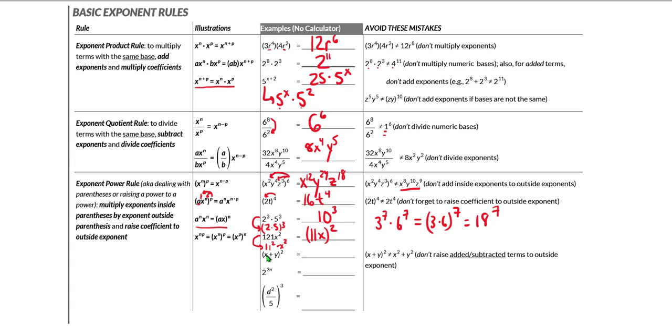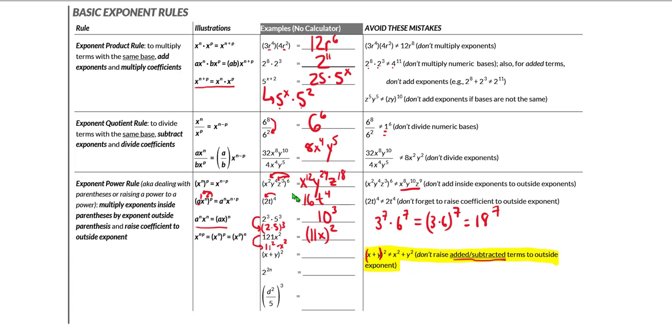The next example is here just to make absolutely sure, probably one of the most important things here, because it's one of the most common careless mistakes that students make. When you are adding or subtracting terms inside a set of parentheses and you've got an outside exponent, you cannot distribute that exponent to each of the inner terms.